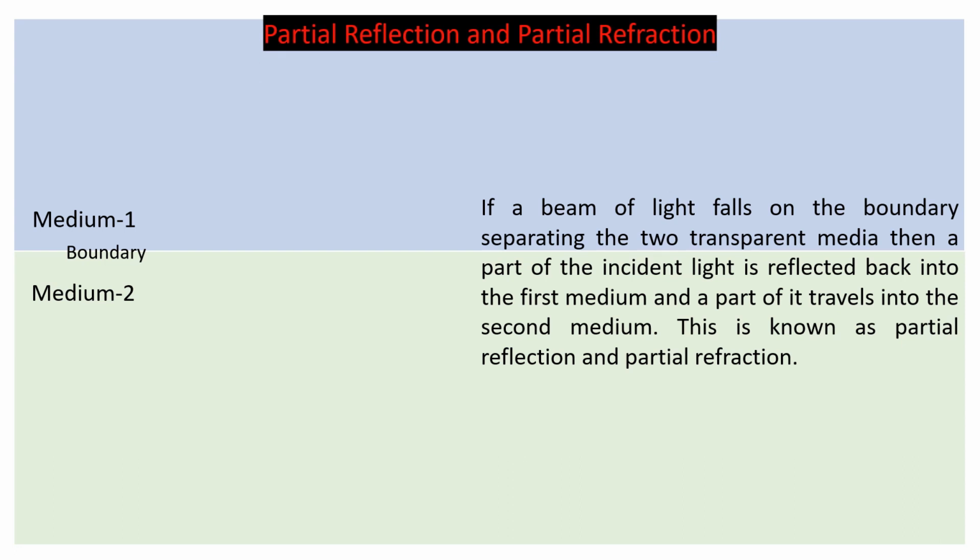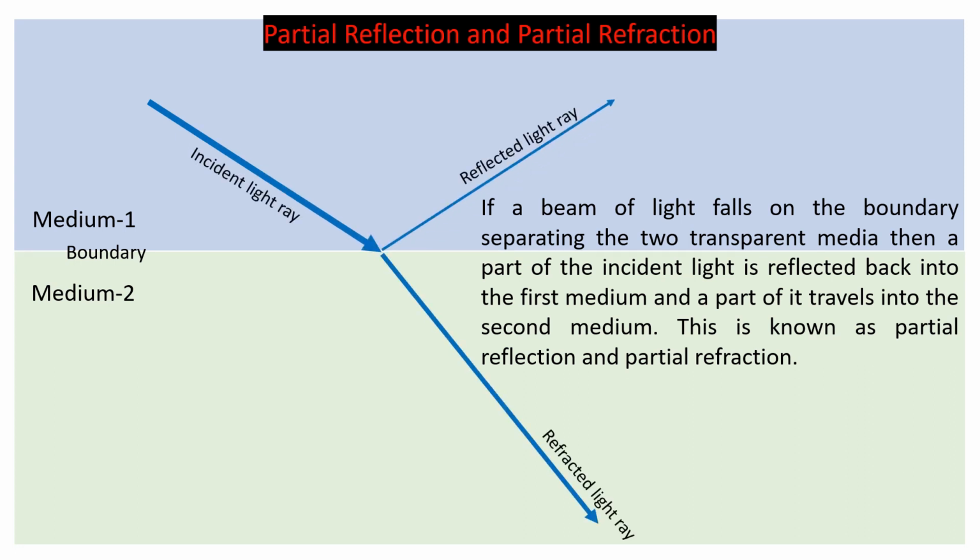Now, partial reflection and partial refraction. Say the light is falling on the boundary separating media 1 and 2, then some part of the light is reflected and some part of the light is refracted into medium 2. In reality this happens everywhere. For example, this is 100% light, and say this is 20% light reflected. It means the remaining 80% is refracted. So at one place both reflection and refraction are taking place, and we can call this phenomenon partial reflection and partial refraction.